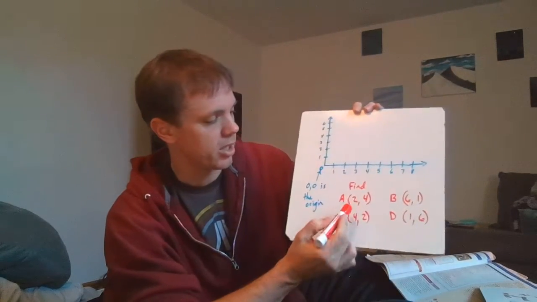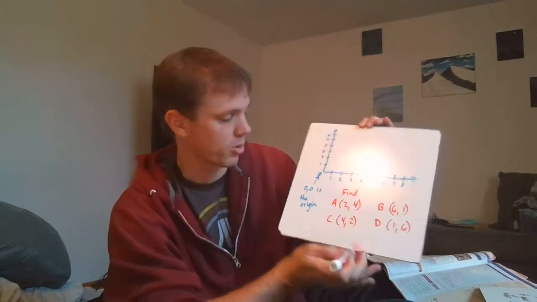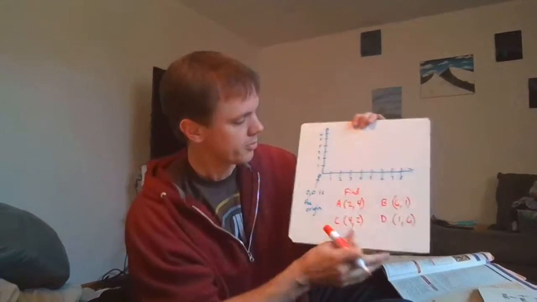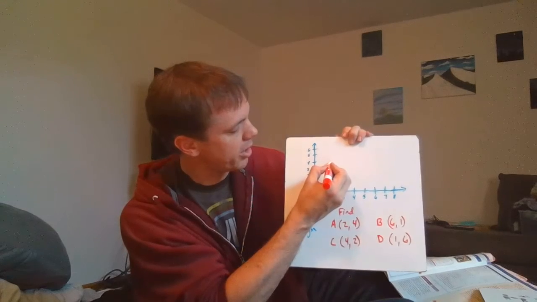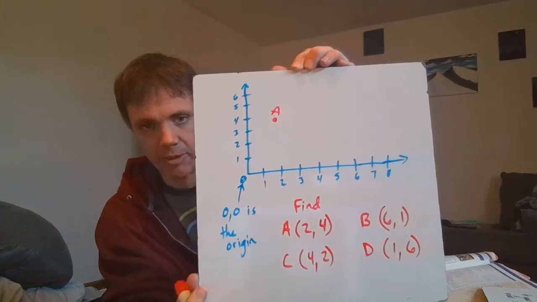So let's do the first one. A is (2, 4). Again, X comes first, so we're going to go over to 2, and then up to 4, and then we put our dot and label it with an A. It'll look just like that.